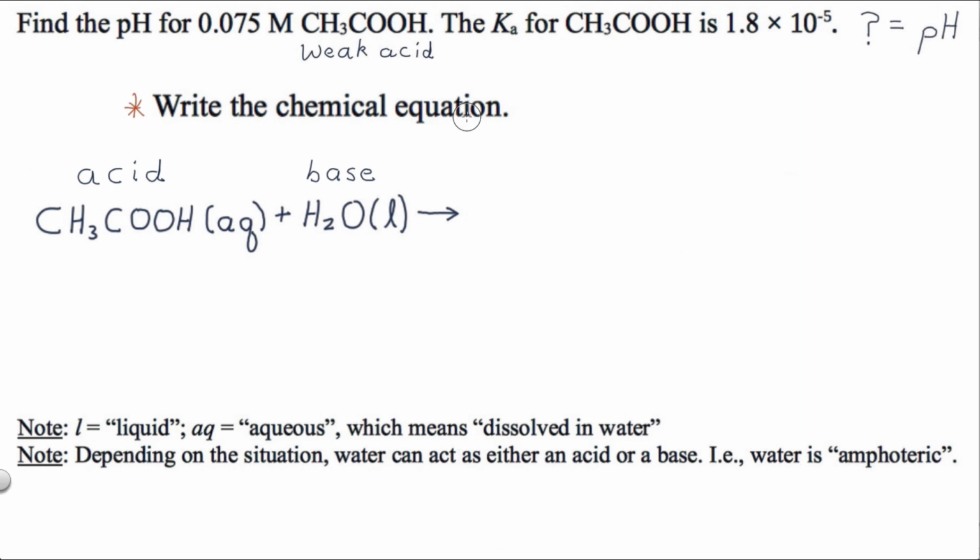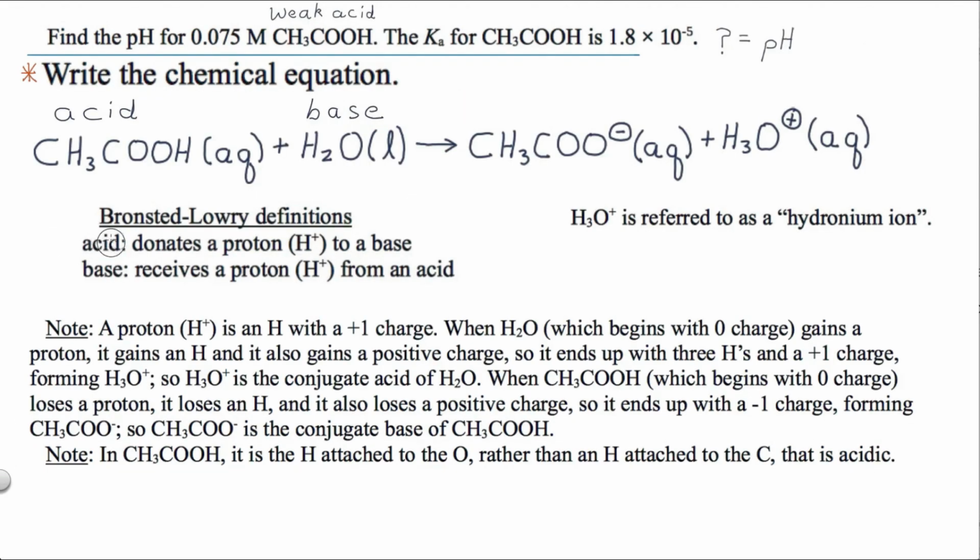Write the chemical equation. For a weak acid problem, the chemical equation involves the acid reacting with water. In this reaction, this compound acts as the acid. So, in this reaction, the water acts as the base. Based on this definition, the acid loses a proton, so the compound ends up with the formula CH3COO-. Based on this definition, H2O, which acts as the base in this reaction, gains a proton, so it ends up with the formula H3O+, which is referred to as a hydronium ion.